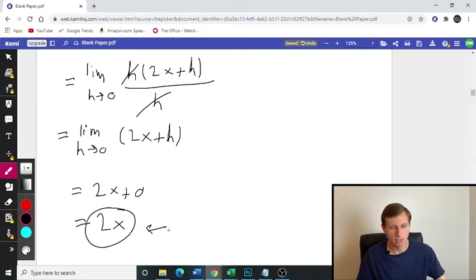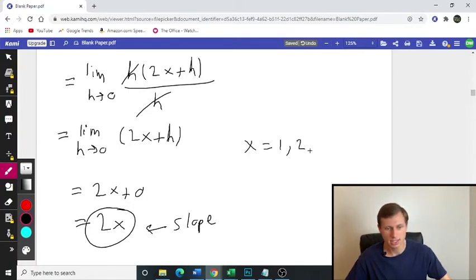That is the slope. And if you're wondering, well, what do you mean a slope of 2x? What's x? That's a good question. Well, x can be any value, right? Like x can be 1, x can be 2, x can be 3, x can be any value, okay?